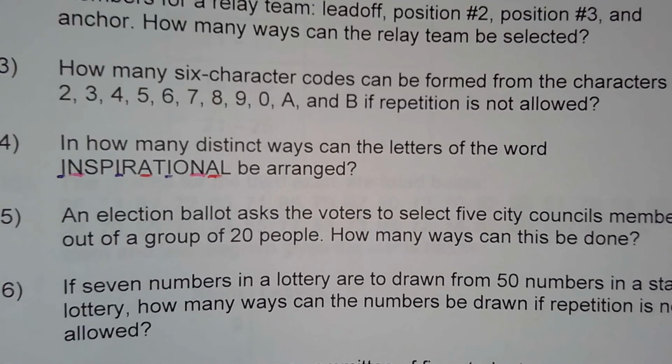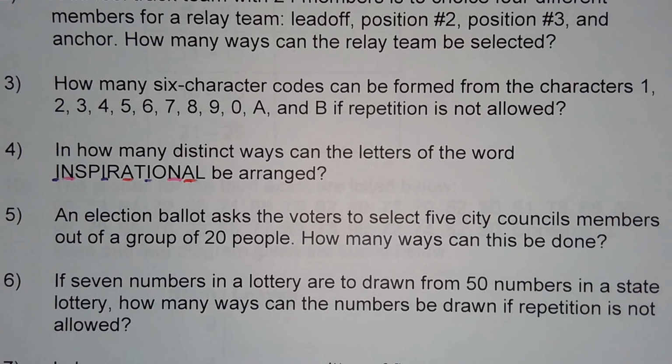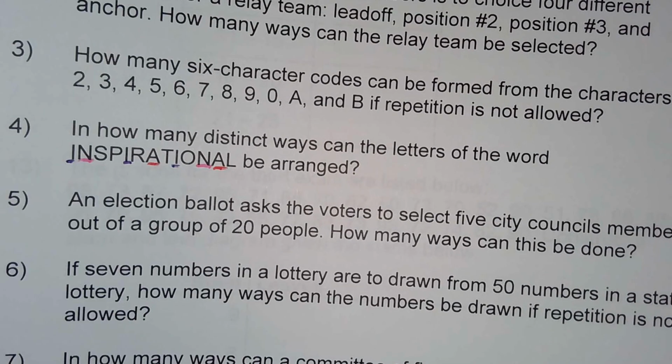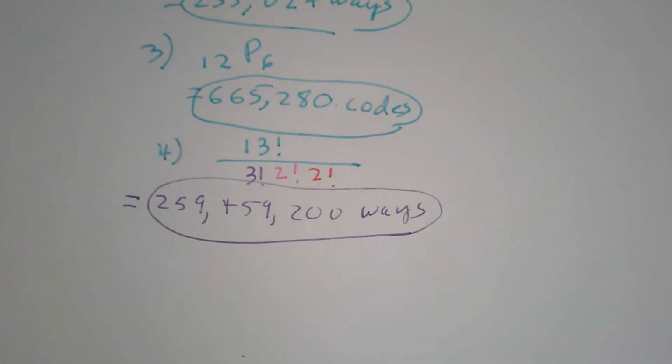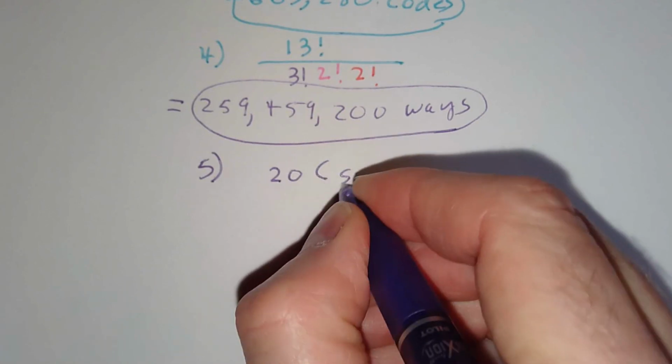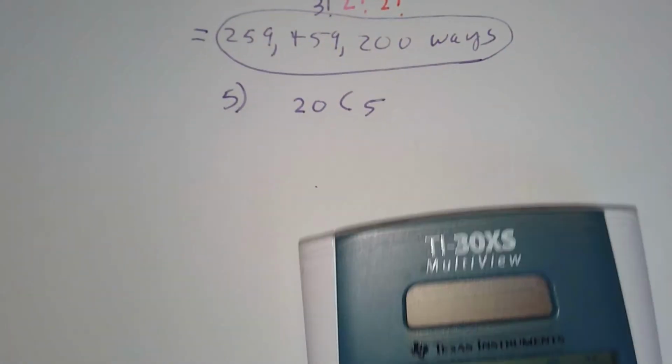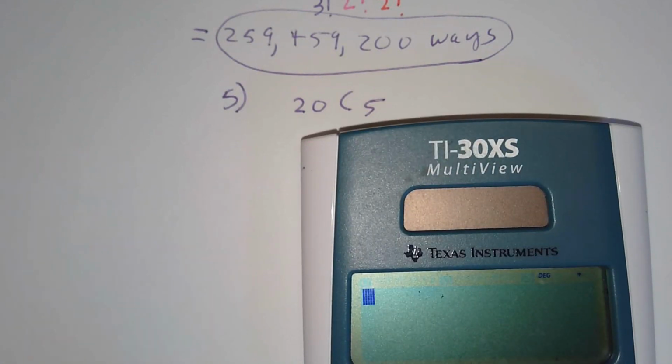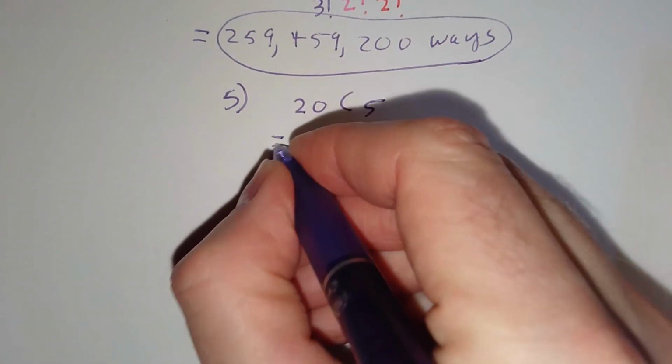Let's take a look at number 5. An election ballot asks the voters to select 5 city council members out of a group of 20 people. How many ways can this be done? Now, it doesn't matter how those 5 council members are selected. So this would be a combination. We have 20 people and we're selecting 5. Of course, here order is not important. So that gives us 15,504 ways that can be done.